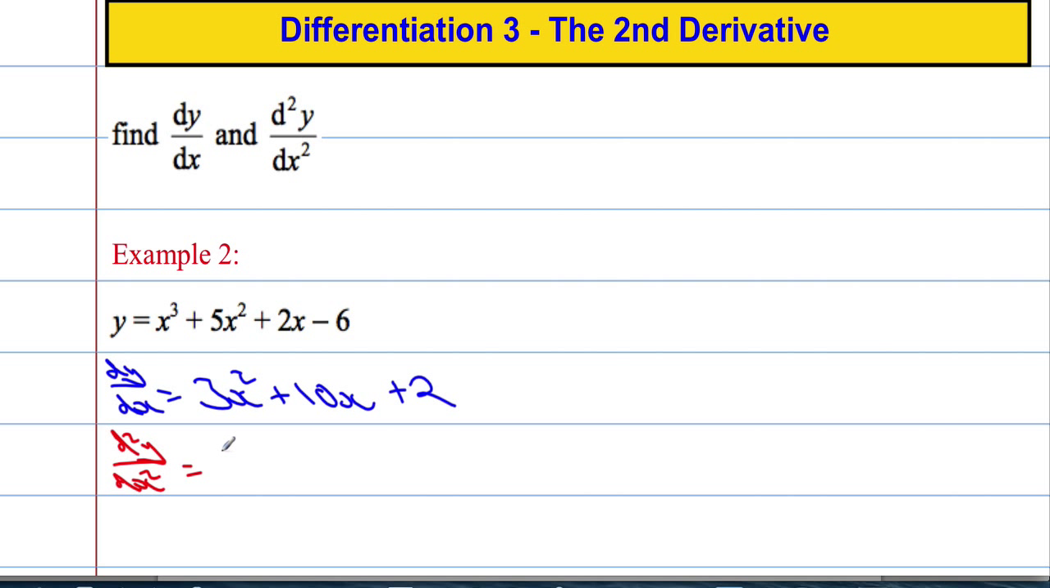So 3 times 2 is 6, drop that power by 1. 1 times 10 is 10, drop that power by 1, we get x to the power 0, and the derivative of a constant is 0.